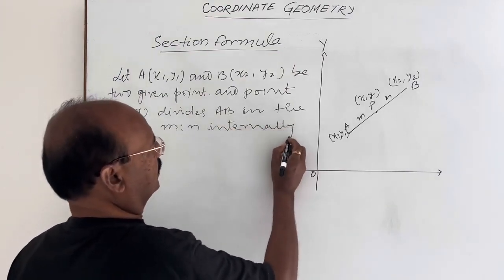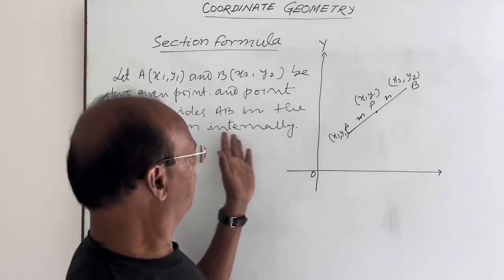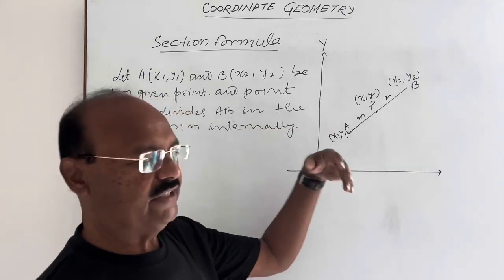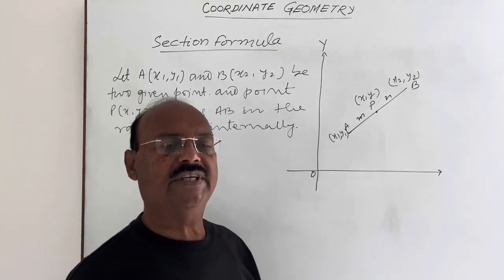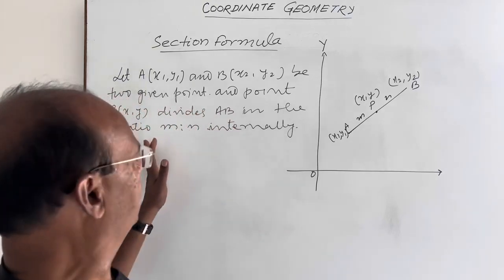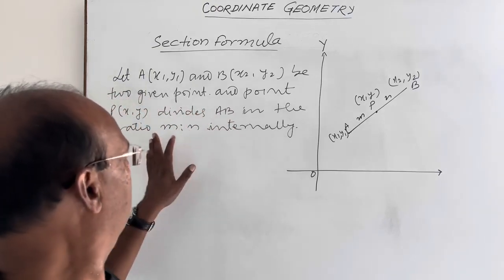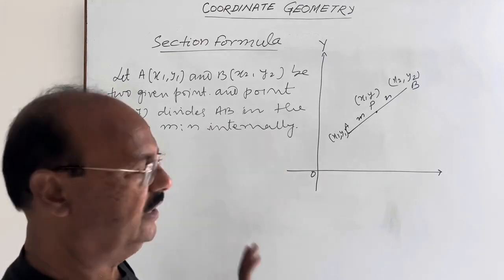internally. In section formula there are two cases. One is internal division, another is external division. Okay, so we will discuss external division later on in other videos. Here we are discussing point P divides AB in the ratio m:n internally, correct?